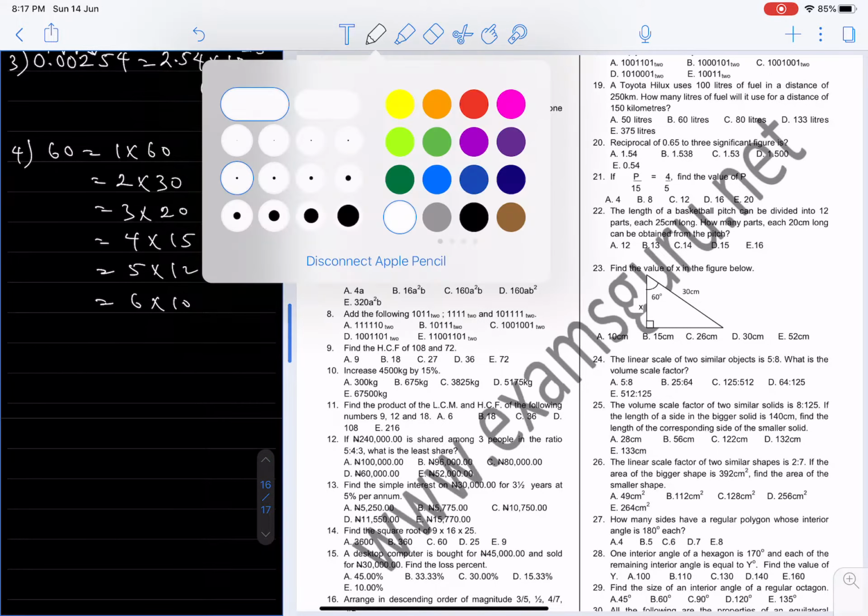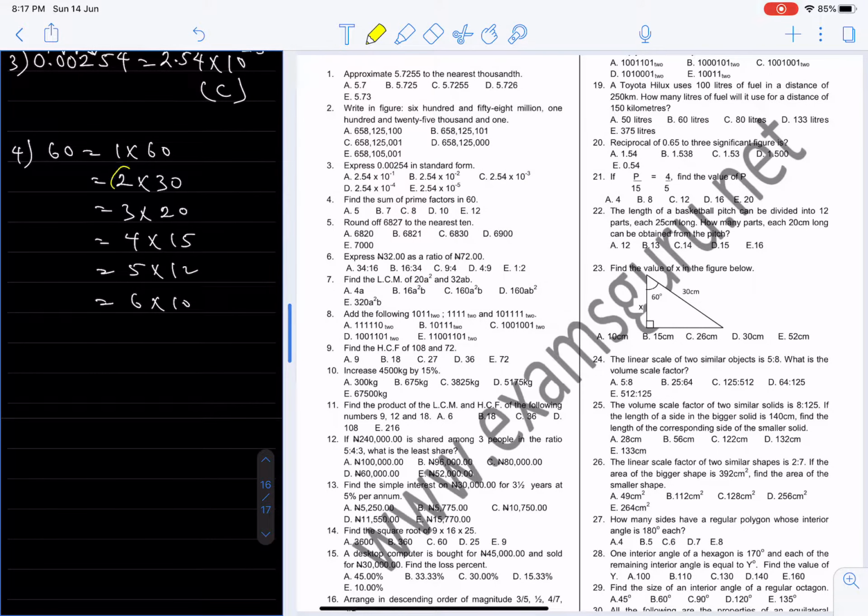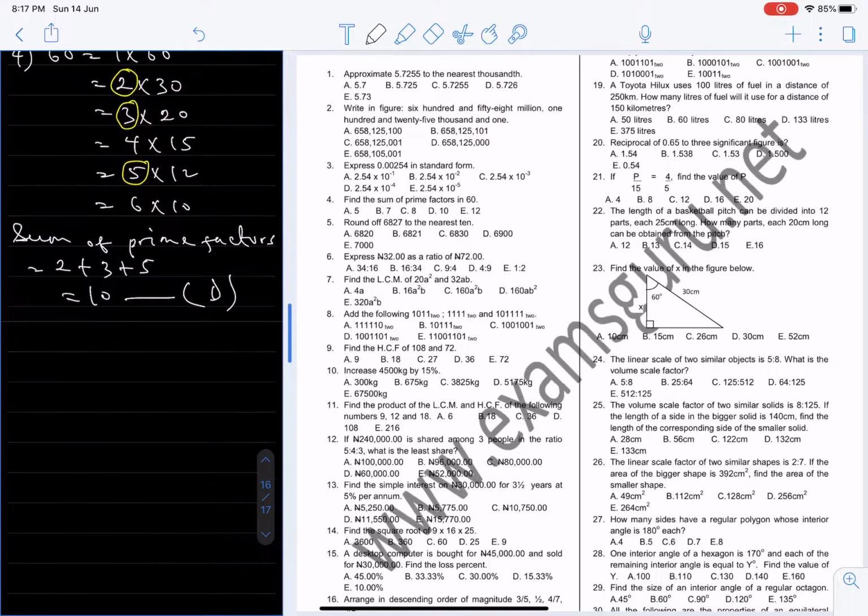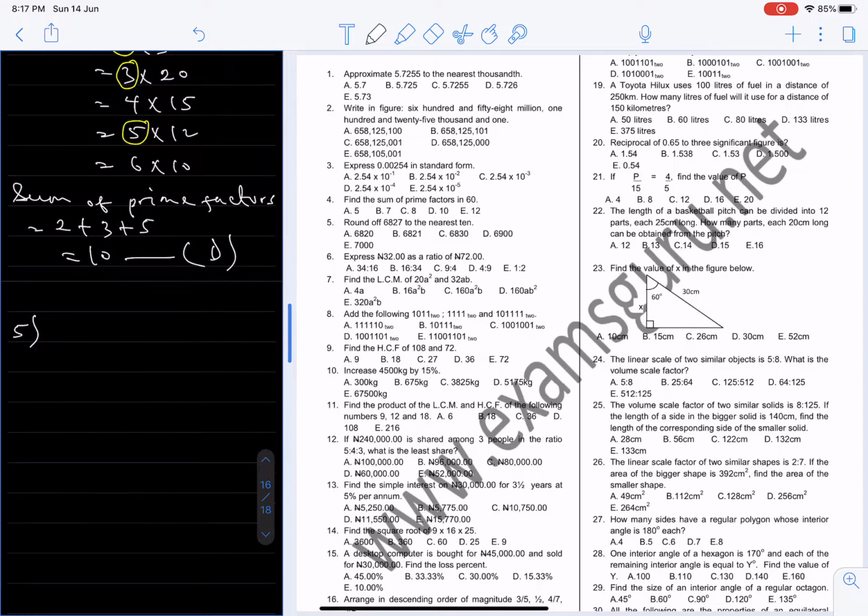So the prime factors are 2. Of course, don't forget that 1 is not a prime factor. 2, 3, and 5. Those are the prime factors. So sum of prime factors will now be 2 plus 3 plus 5, and that's 10. The correct option is D.